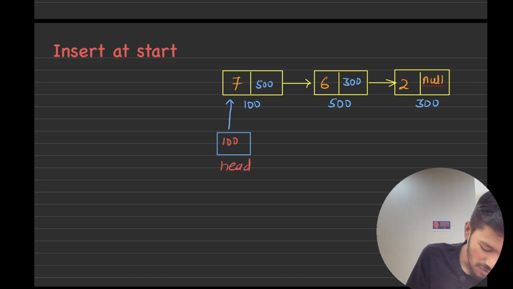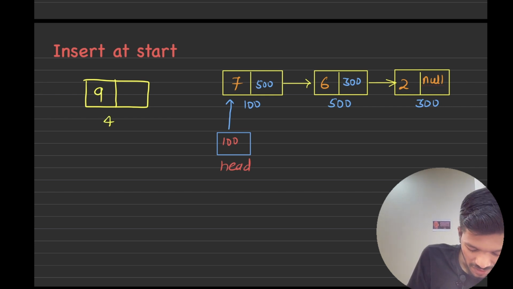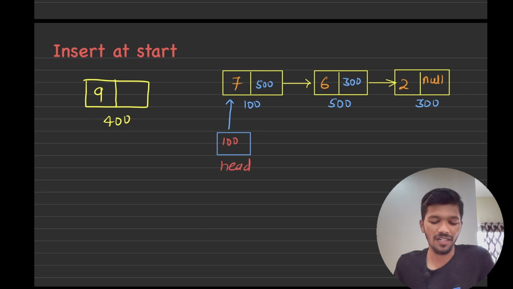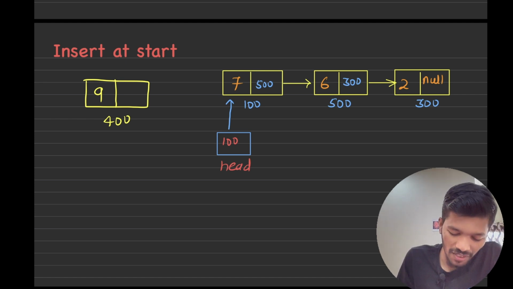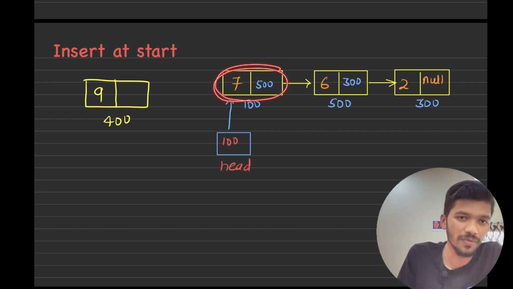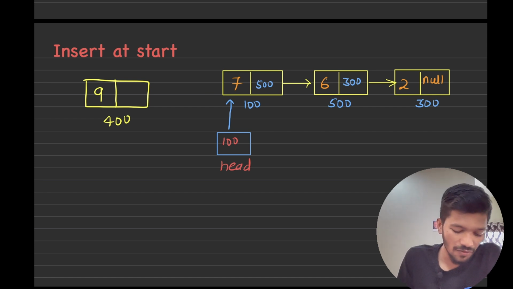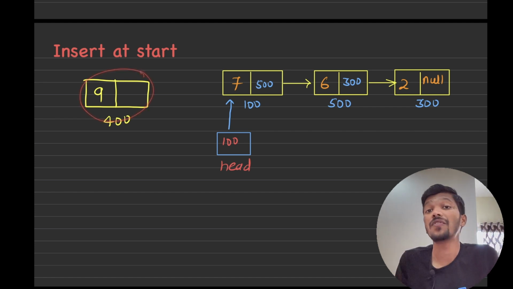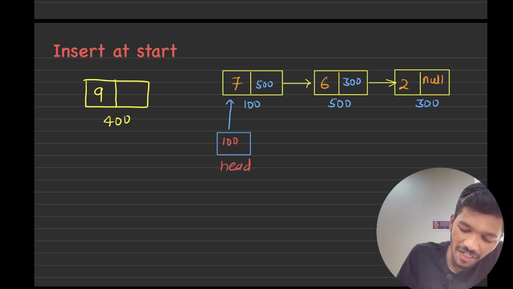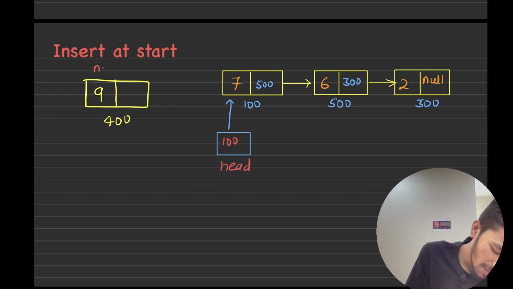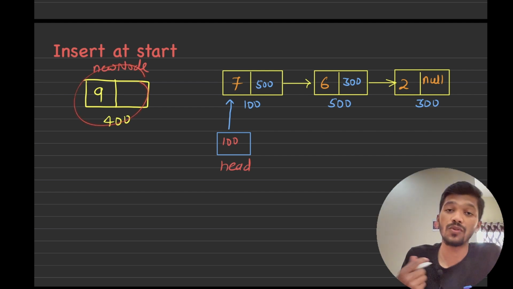For example, suppose this is the node which I want to insert, and let's suppose it has the value 9 and the address is 400. As of now, if you observe carefully, 7 is the first node of the linked list. But now I want to make this node the first node of the linked list. Let me name this node new node.